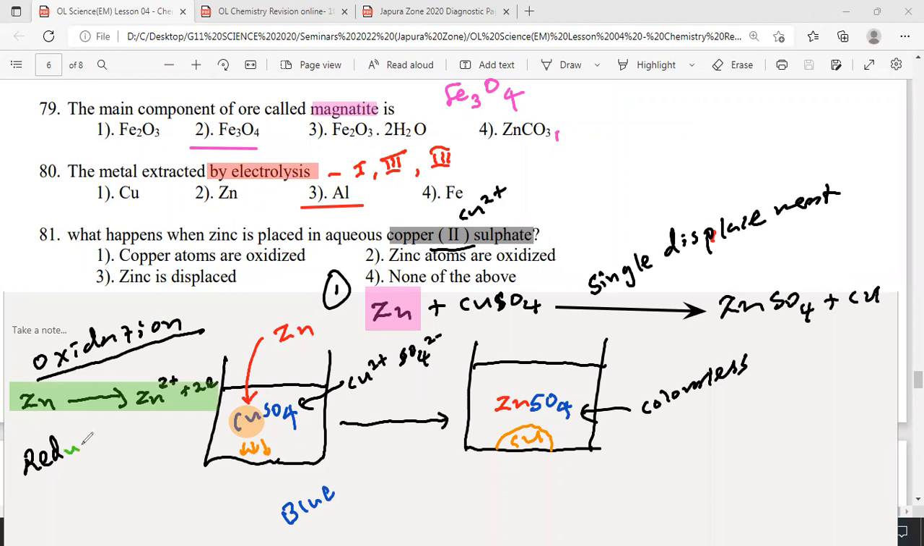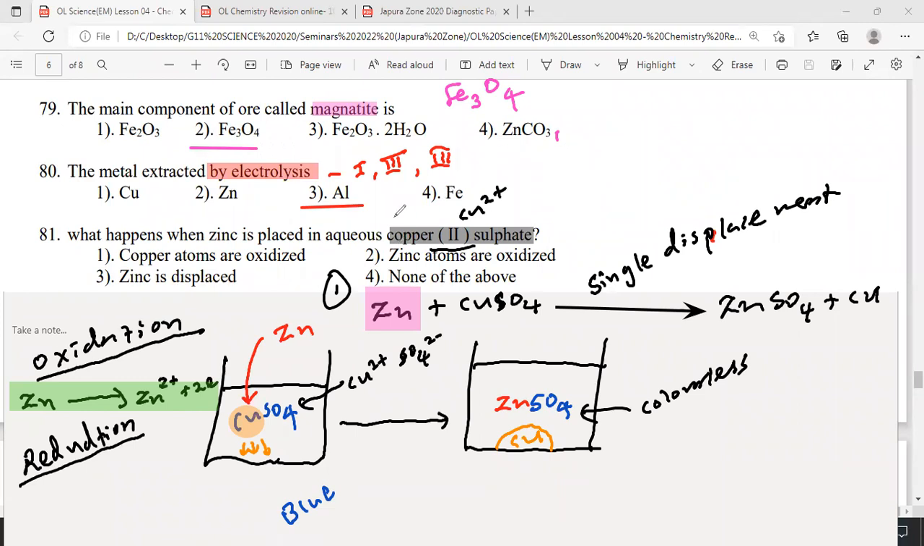Now, what is reduction? Look at the screen. Reduction is gaining of electrons. Electron loss and gain must be balanced. So both these together are called redox. Reduction and oxidation is a simultaneous process. If there's oxidation, there will be a reduction. If there's reduction, there will be oxidation. Only oxidation is not possible, only reduction is not possible. Therefore, such reactions are called redox reactions.